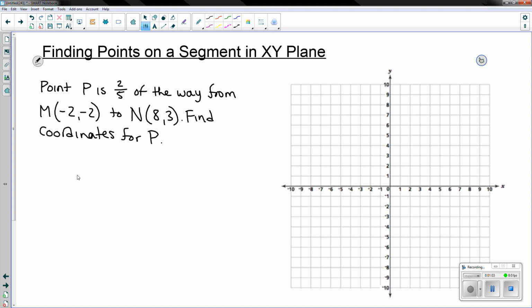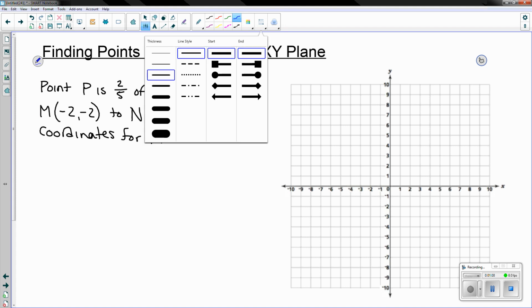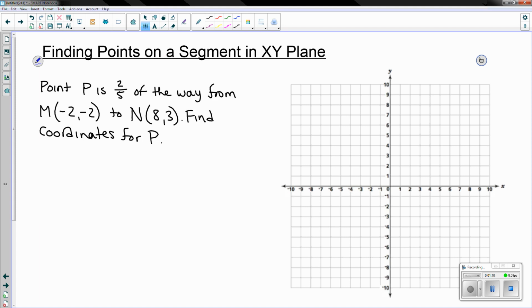Now, it is going to be important that you identify what direction you're traveling. So before we even start our calculations, it's worth noting where's our starting point, where's our ending point. If 2/5 of the way from M to N, we know M is the start, and we know N is the ending point. Okay, so we'll just take note of that.